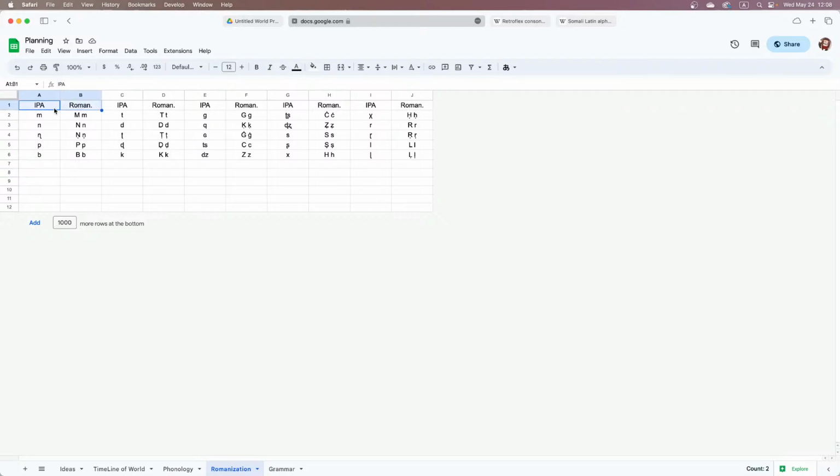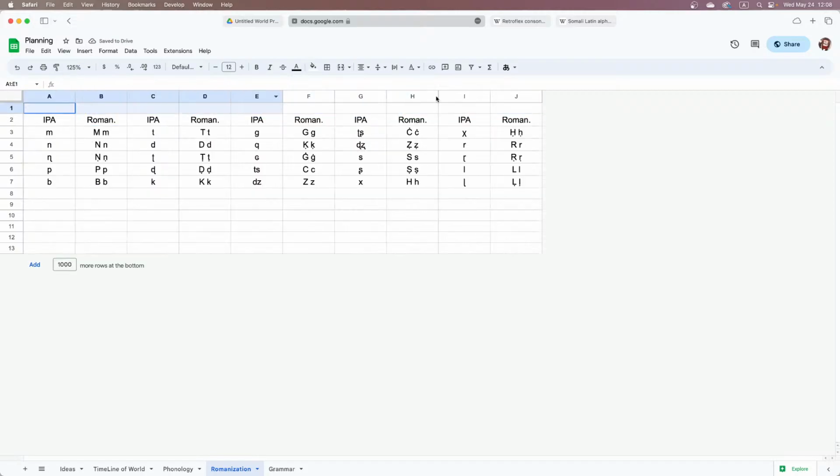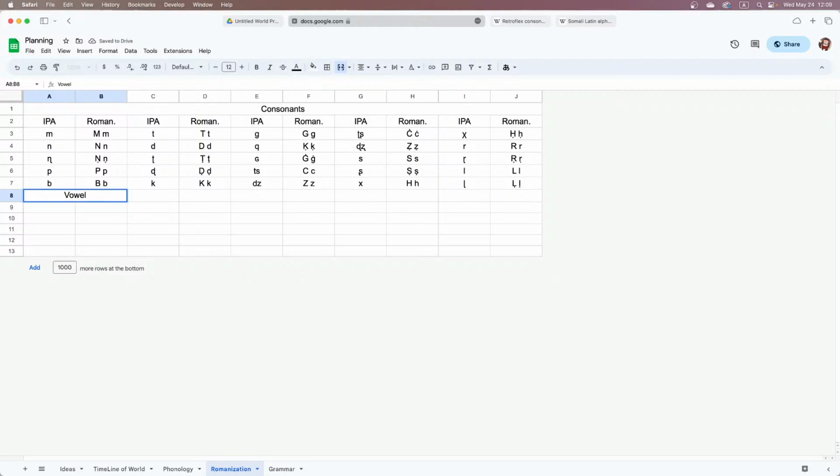So these are consonants. I should zoom in for you guys. There we go. And then super simple vowel system. So I'm currently creating just kind of the skeleton of the language so I can have names and stuff. So I can start naming things.